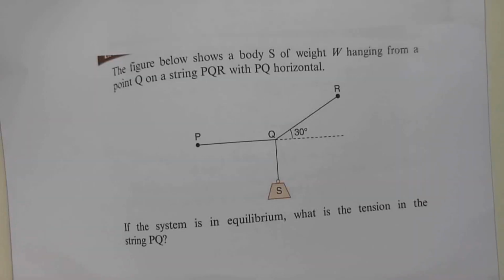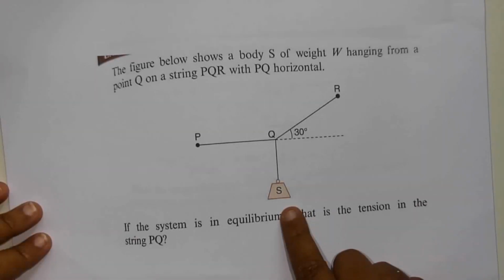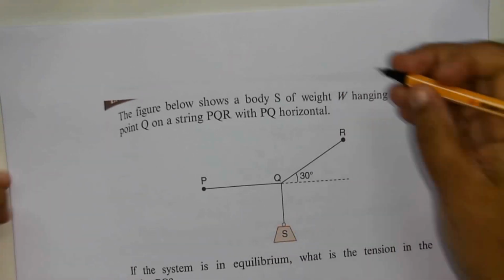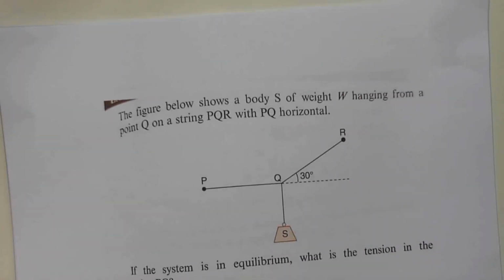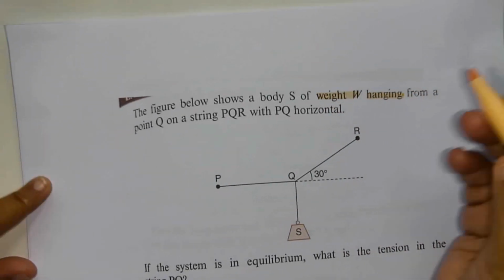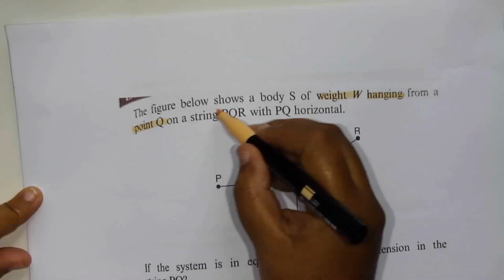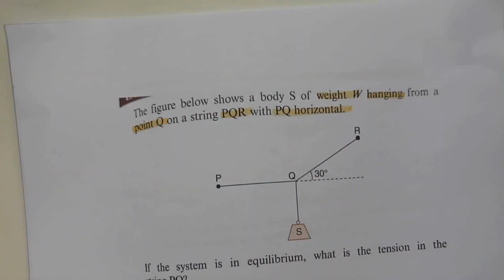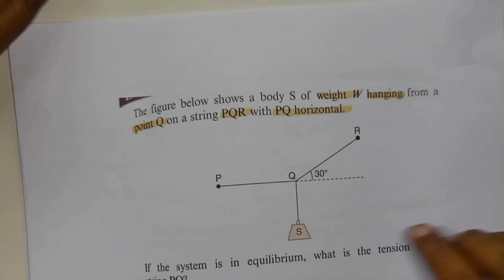Another example, which is example 7.3 from your Oxford Fajar, page 171. The figure below shows a body S of weight W hanging from a point Q on a string PQR, with PQ horizontal. So we have PQR here and then S.